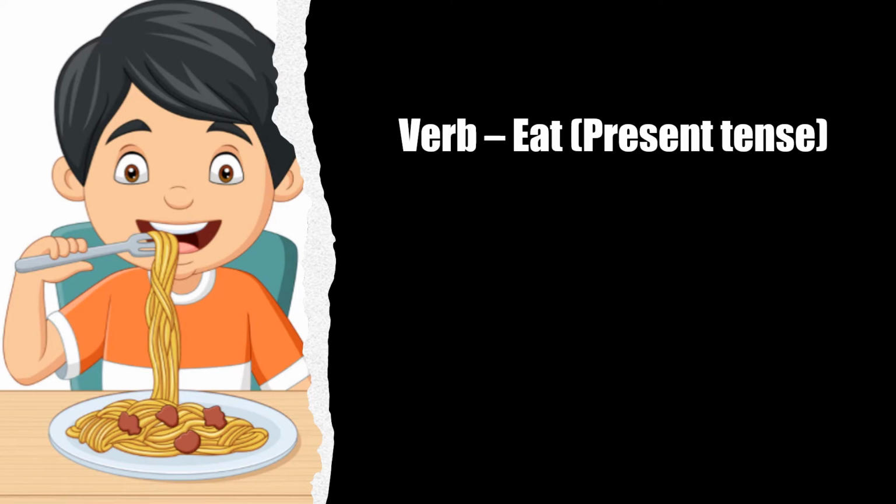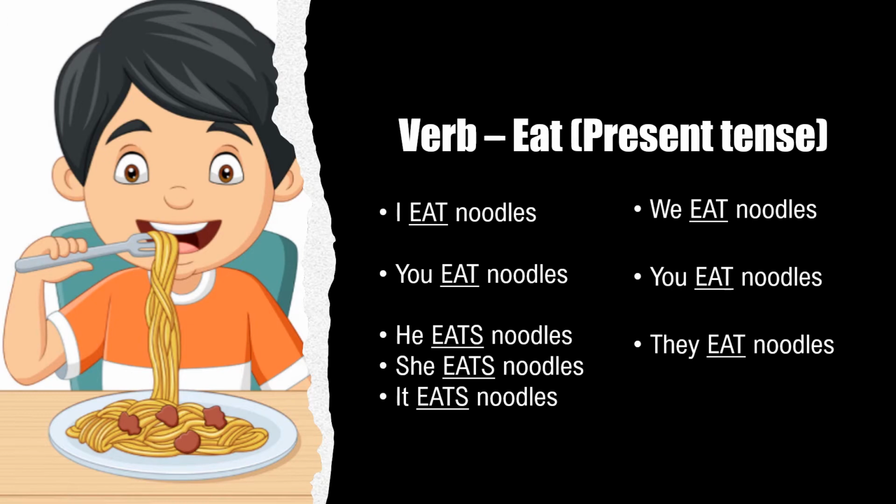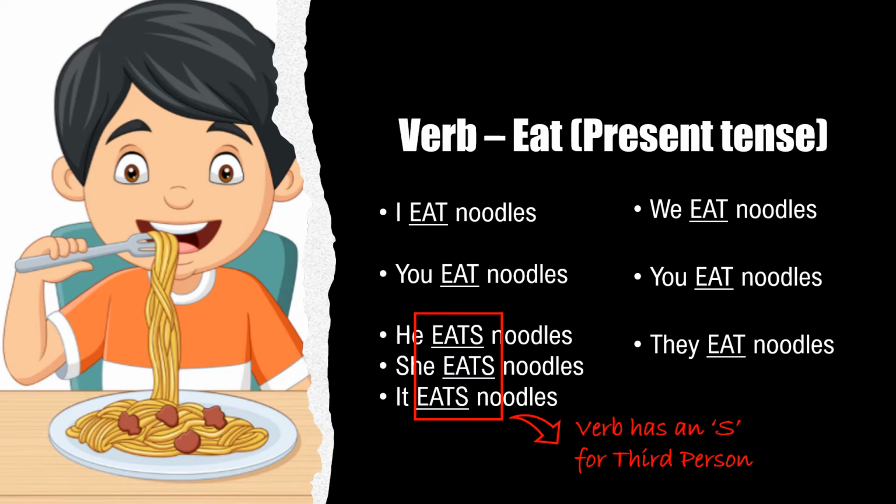Let us look at the verb eat and recap what we did for the present tense. I eat noodles, you eat noodles, he, she, it eats noodles, we eat noodles, you eat noodles, they eat noodles. We had also noticed that for he, she and it, the verb has an S. So we have an extra S for the third person singular.